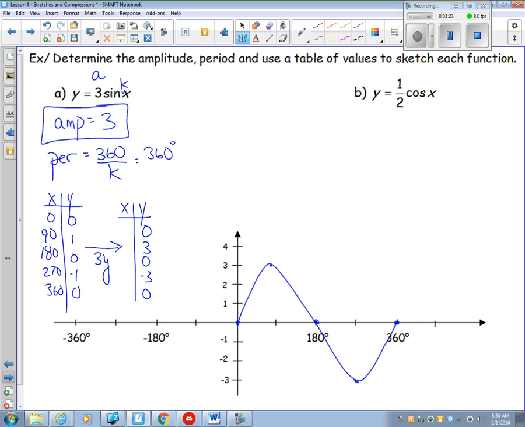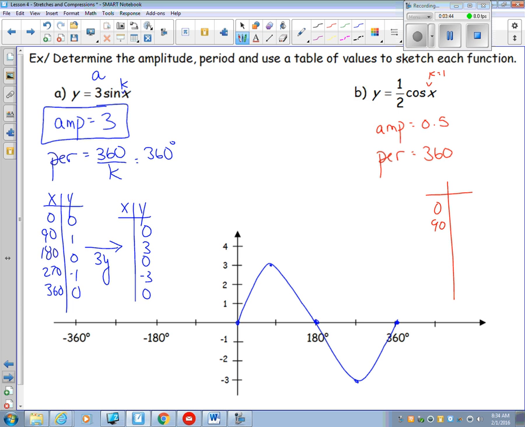The amplitude of this. Well, the amplitude is the number out front. So our amplitude would be 1/2 or 0.5. Again, we haven't changed things horizontally at all. So the period is still 360. The k value right here is 1, right? We haven't done anything to that. And we're making a cos curve this time.